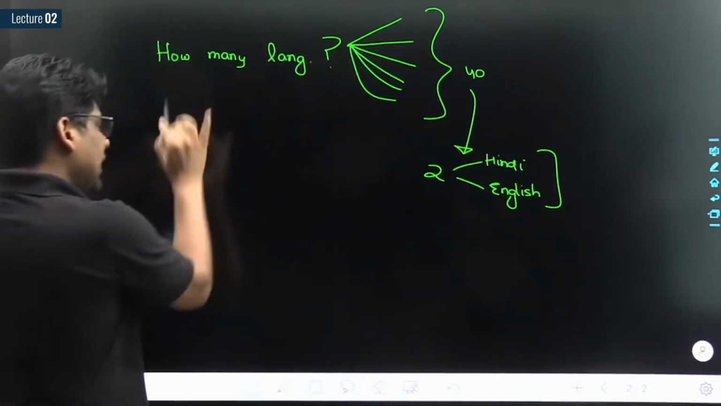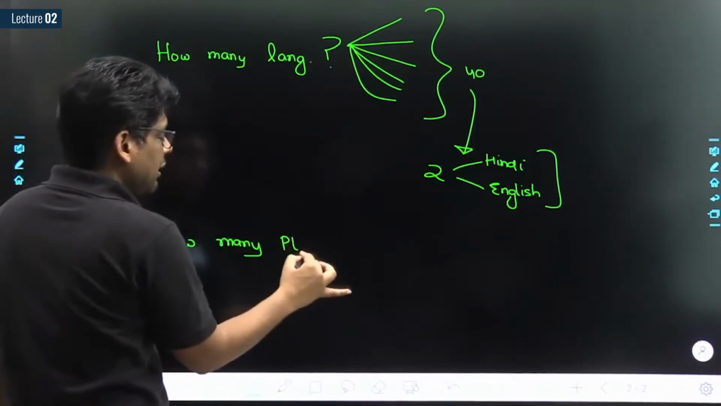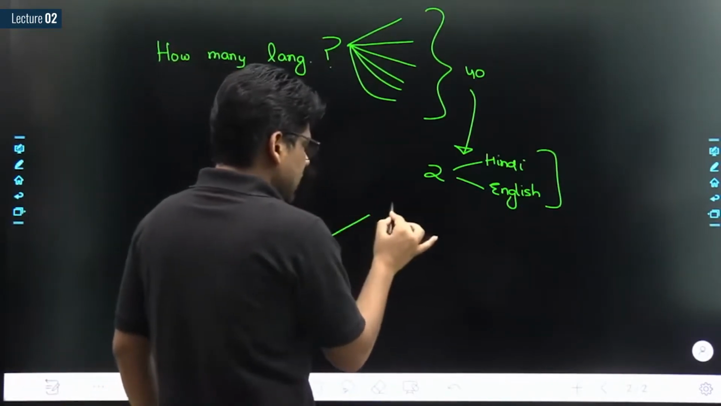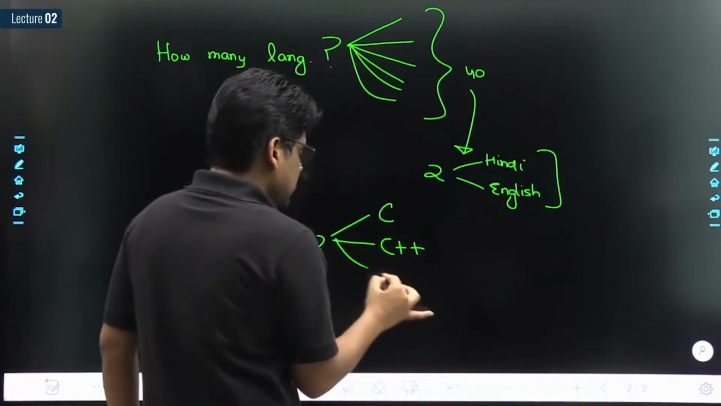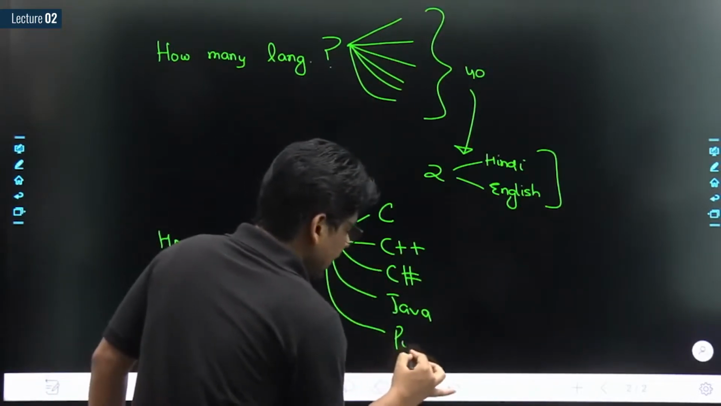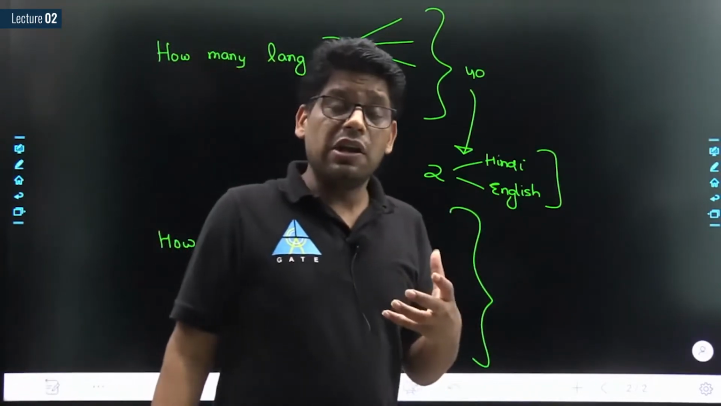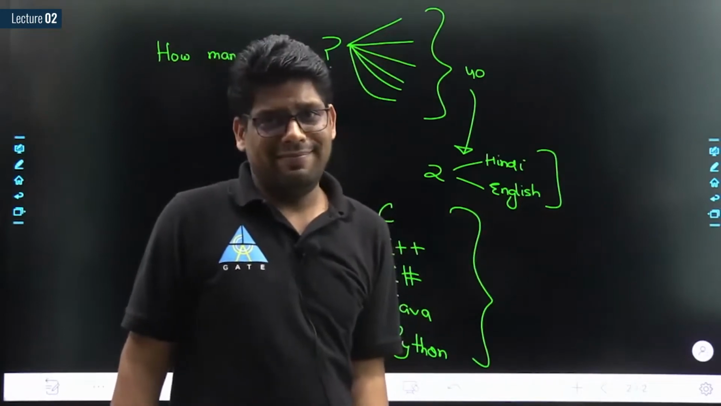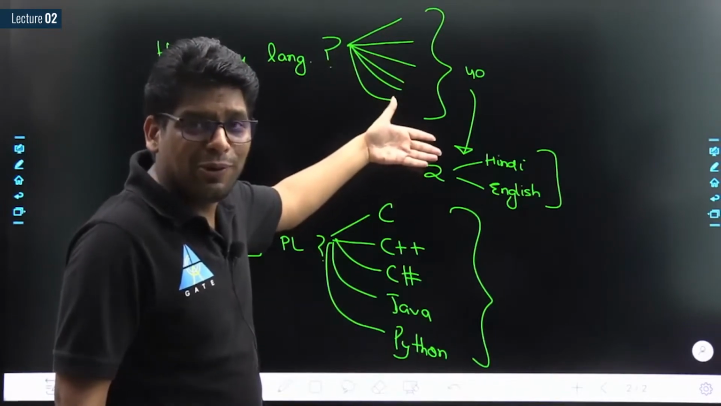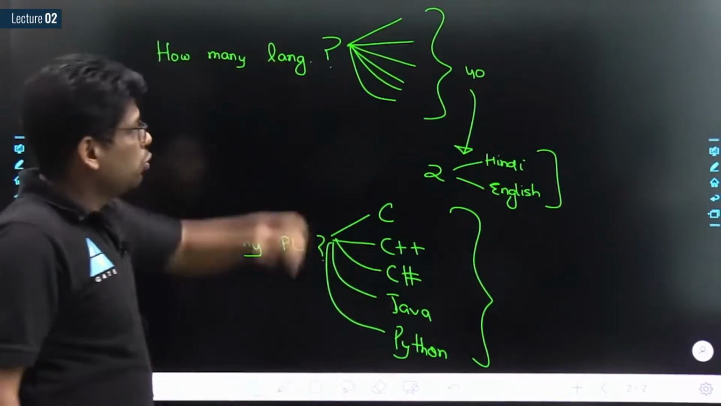Okay. Sir, similarly, if I ask you, how many programming languages are there? Sir, again, the same answer. There are so many programming languages. It is C, it could be C++, it could be C#, it could be Java, it could be Python, and so many languages are there. Okay, sir. How many do I know? Sir, do I need to learn all of them? Here, how many languages do you know? Sir, 2 or 3. Then, sir, I am asking, do you need to learn all of them?